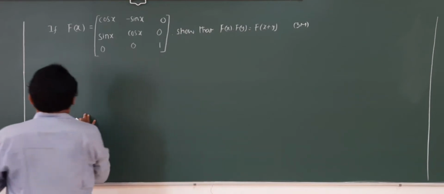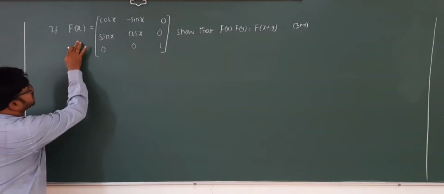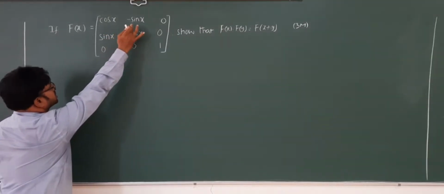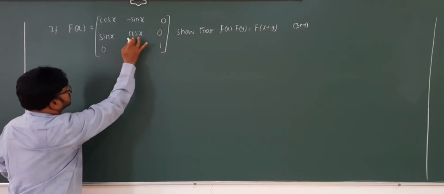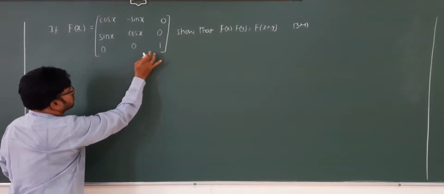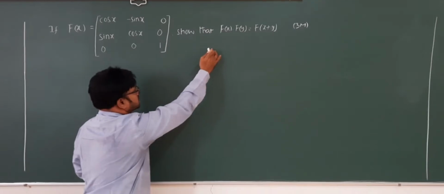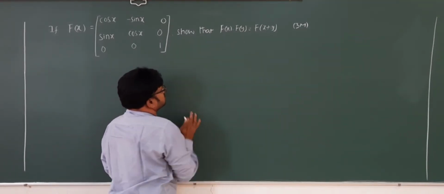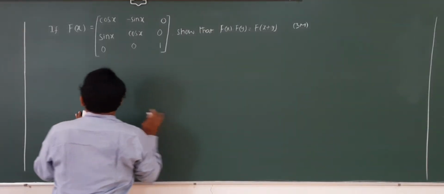See here the question is given: if f of x equal to the matrix cos x, minus sin x, 0; sin x, cos x, 0; 0, 0, 1, show that f of x into f of y equal to f of x plus y. So here, see the solution.